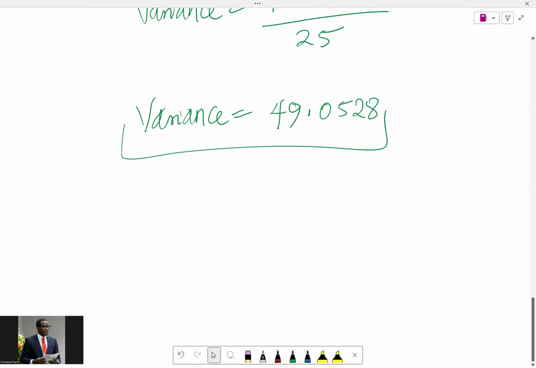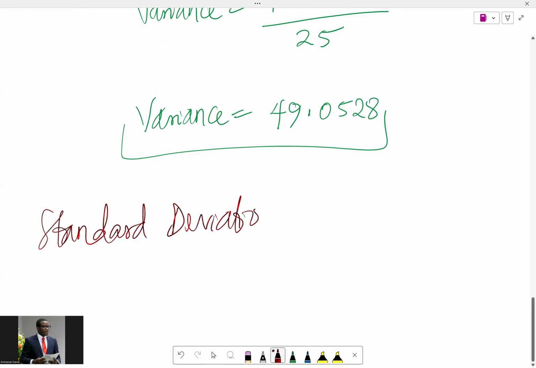Then we can go for the standard deviation now. Standard deviation, which we already know to be the square root of variance, is equal to the square root of variance.